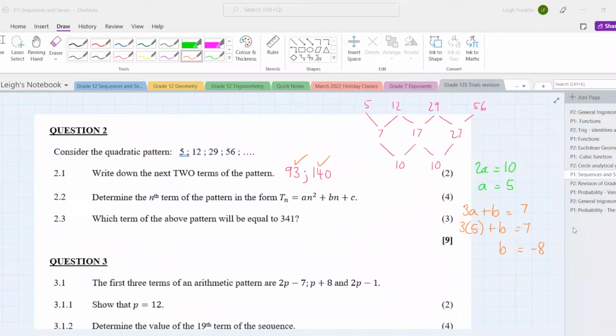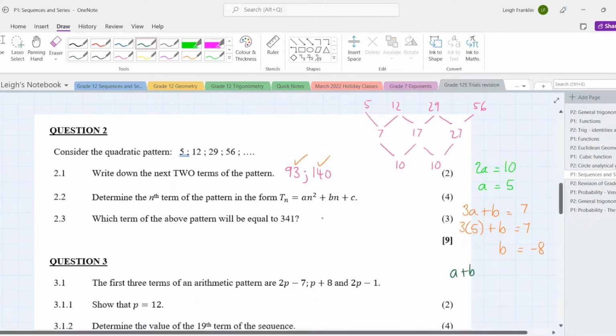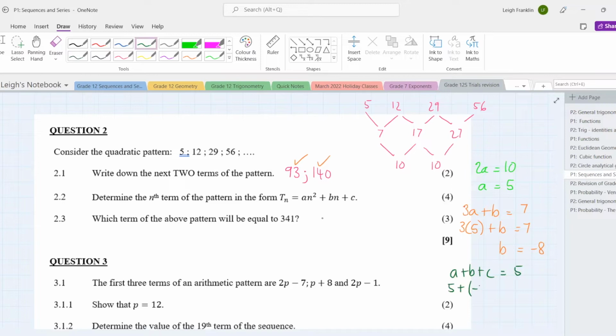Now when we want to work out c, what formula do we use? a plus b plus c. That's it, a plus b plus c, and that's equal to the first term of our quadratic pattern. So a plus b plus c has to be equal to 5. When we substitute in our a and our b, c is now our only unknown, and we can work out what it is. So c has to be equal to 8.